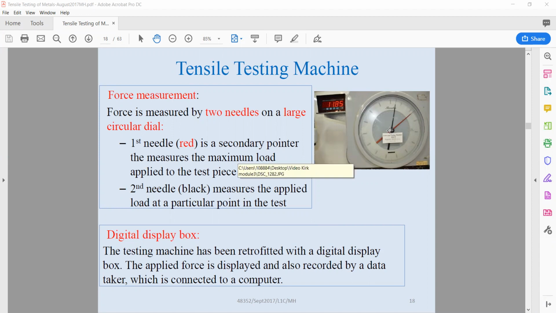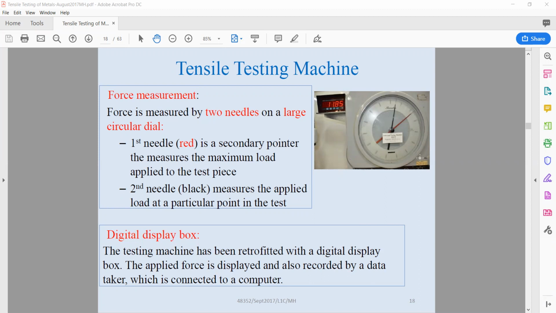But this one is very important to understand, because the new machine is an automated system where you don't see what's happening, but this one tells you what's happening. For instance, the red one shows the maximum force, while the black one shows the instant force. When load is applied, both of them will increase. But as soon as you reach the maximum force, the red will stay there, while the black will return back.